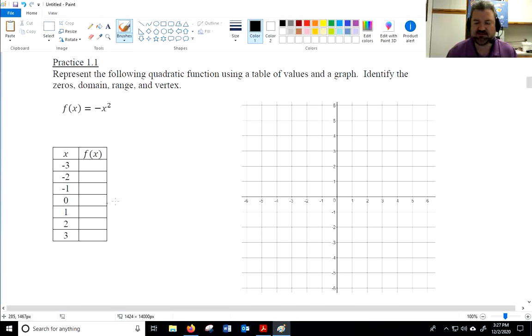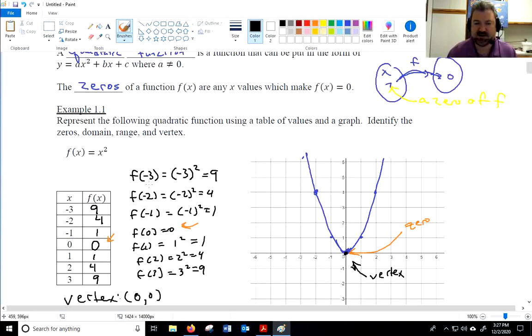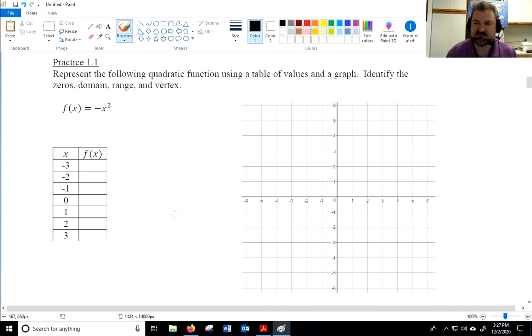All right, well, what I'd like you to do is practice with a different function. This was our parent function. So we'll be looking at some transformations of that in the future. I'd like you to look at another version of a simple quadratic equation. In this practice problem, I want you to fill in the table, identify the zeros, domain, range, vertex, and graph it.